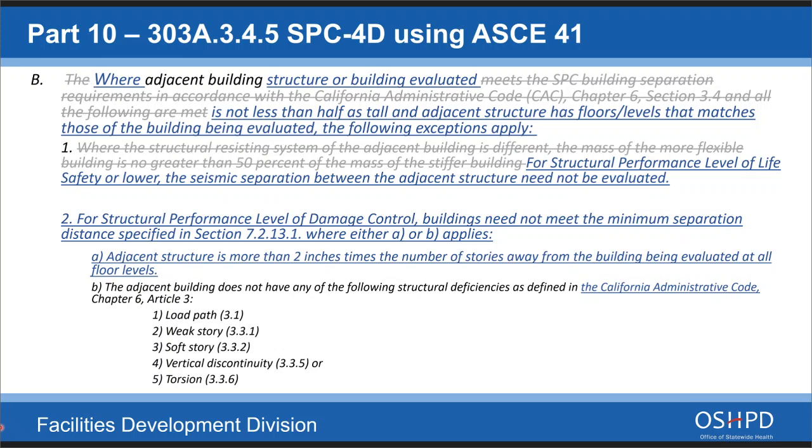And then all the other requirements that we specified in the 2019 building in the mid-cycle code will remain. So that is, if your building should also not have these fatal flaws like load path, weak story, soft story, etc. Next slide.